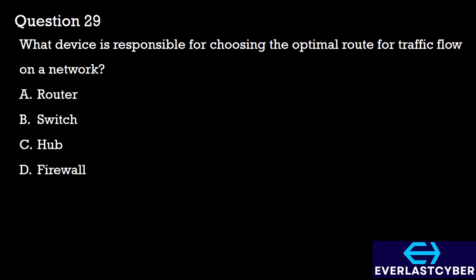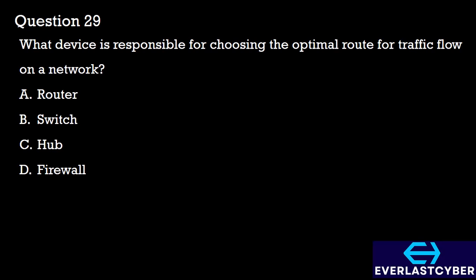Routers are designed to determine the best path for forwarding data packets between networks, and they use routing tables and protocols in order to choose the most efficient route. Switches operate at layer 2 and they are used to forward data within the same network. However, they are not used to route traffic between different networks. Hubs are simple devices that broadcast incoming traffic to all connected devices, and they do not make routing decisions. This is because they operate at the physical layer.